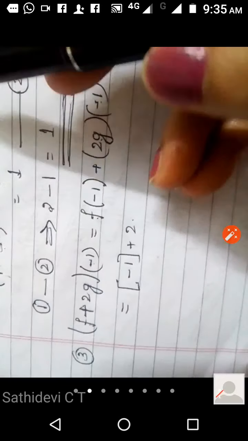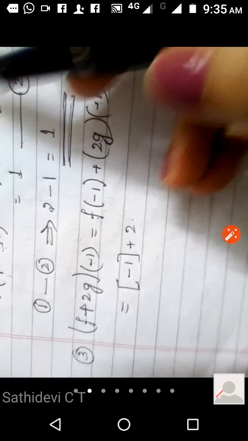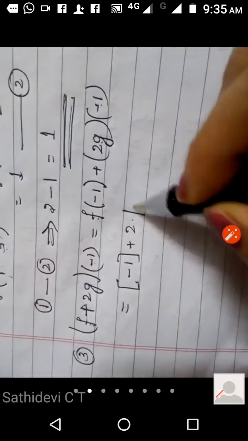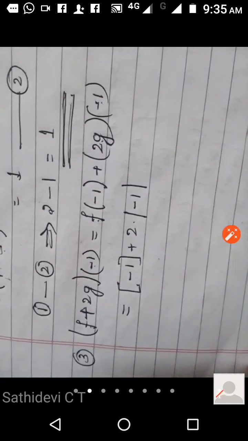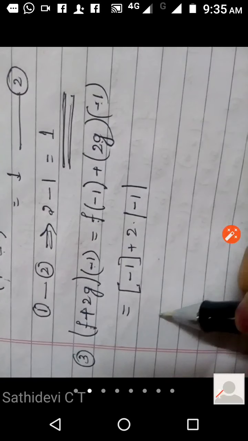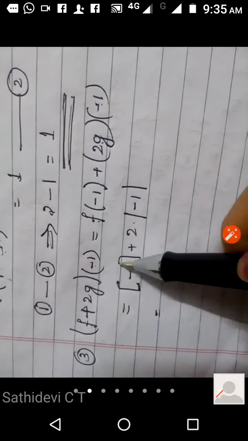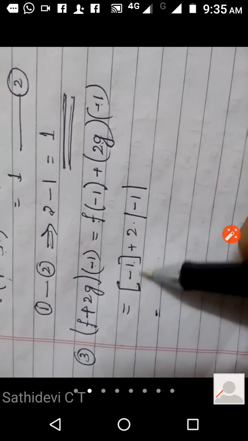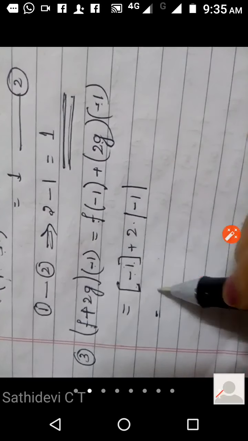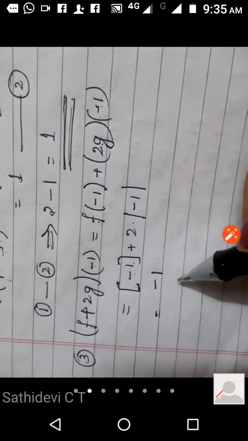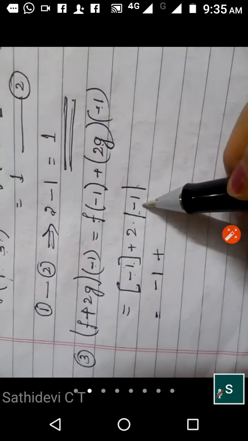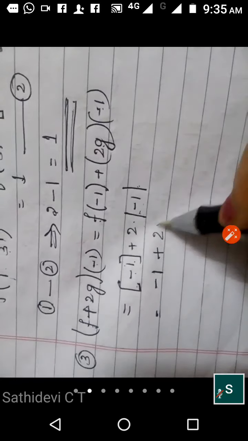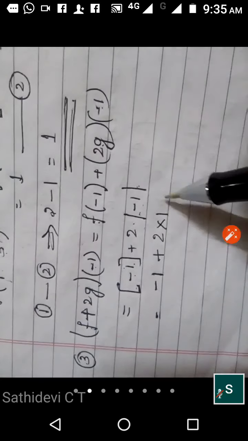G of minus 1 means it is modulus of minus 1. 2 into modulus of minus 1. And here, what is greatest integer function of minus 1? Since this is an integer, this value will be minus 1 itself. Plus modulus of minus 1 is 1, so that it becomes 2 into 1. So the final answer is 1.